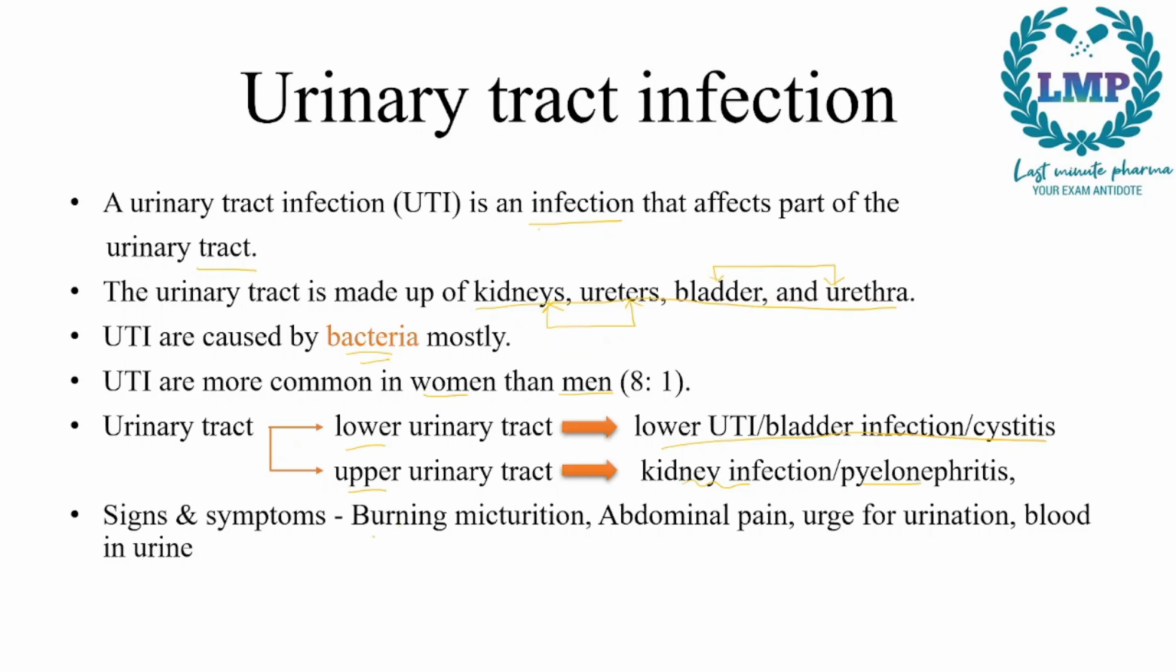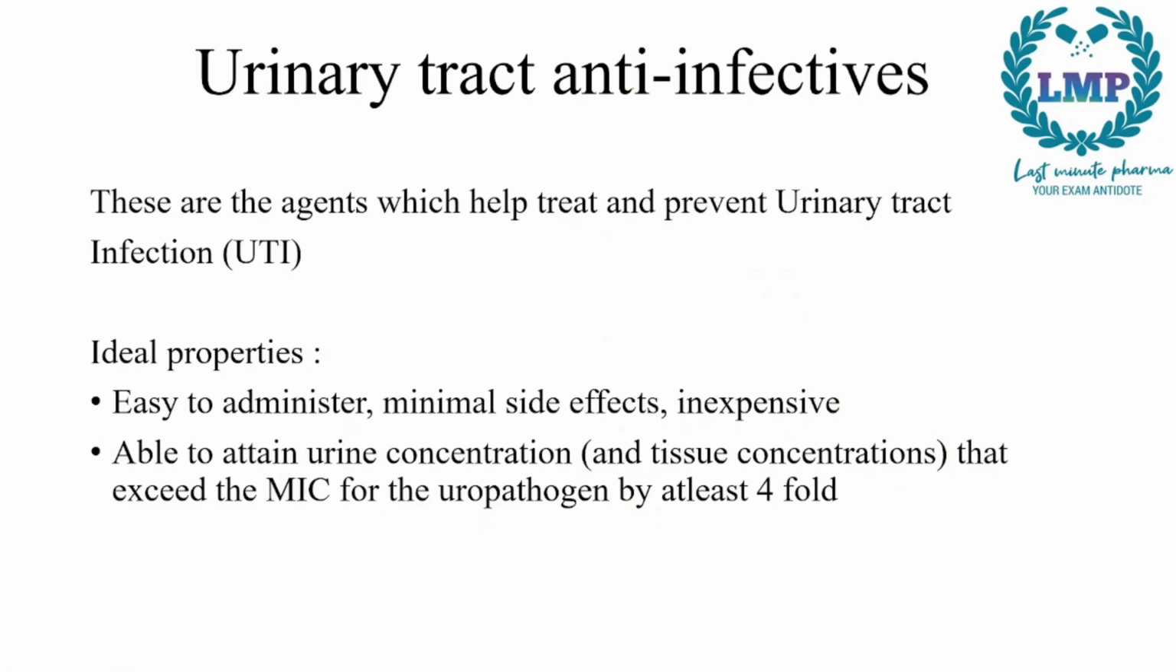Next we have the signs and symptoms. So the signs and symptoms include burning micturition, abdominal pain, urge for urination and blood in the urine. There will be also flank pain. Next we have urinary tract anti-infectives. So what are urinary tract anti-infectives? Urinary tract anti-infectives are the agents which help to treat and prevent urinary tract infections.